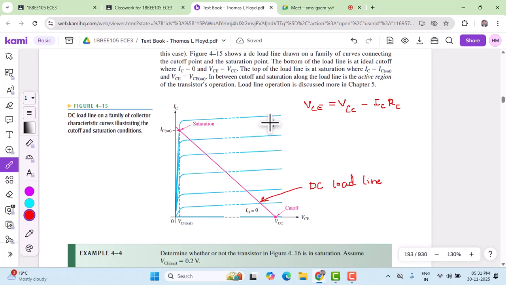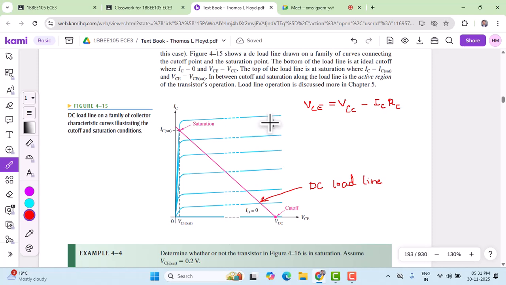Let me rearrange this equation and write the IC equation: IC equals minus 1 by RC times VCE plus VCC by RC. So the same equation, if I call this equation 1, and I rearrange the terms of equation 1 in terms of IC, I get this equation 2. So from equation 1, after rearranging, we got equation 2.